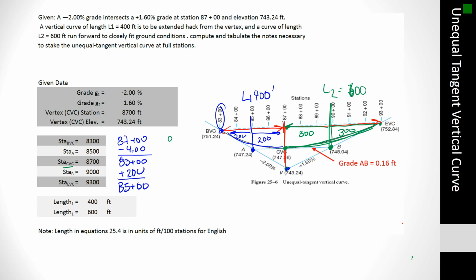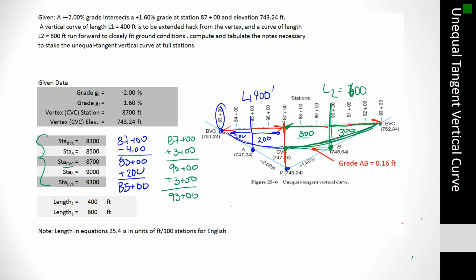So we know it starts out at 87 plus 00, and we know that from our new beginning of vertical curve to our vertex at B is 300 feet. So we're going to add 300 to it. So that's going to give us 90 plus 00. Now we have to add another 300 to it to get us to the very end, and that gets us to 93 plus 00. Okay, so that's how we come up with these stations here.